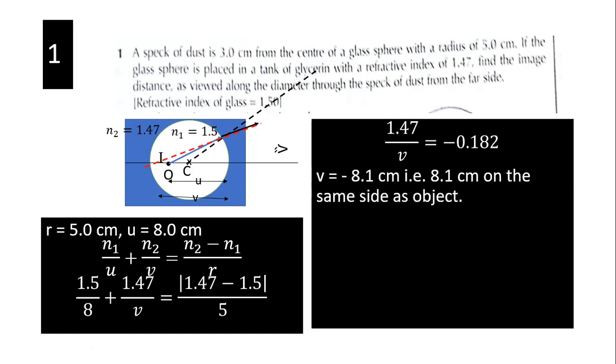So we got minus 8.1 cm. Minus tells you that it's not on the right hand side. This is a spherical surface. It's not on the right side, but on the left hand side. That's the point that we reference. That's your V. 8 cm on the same side as the object. Anything that is not clear?